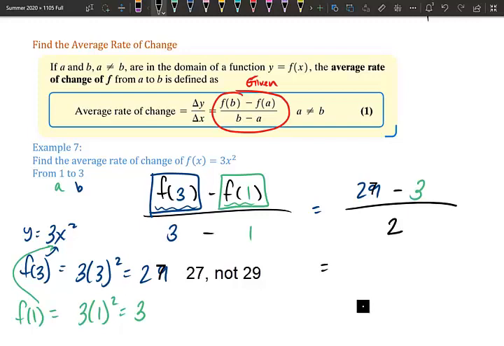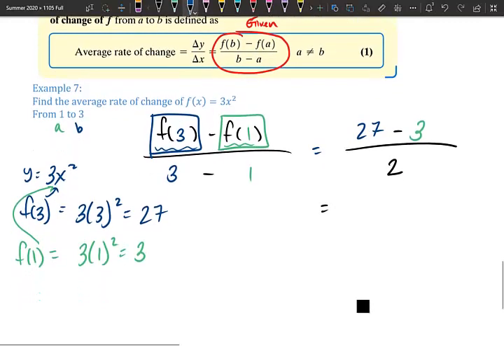So we have 29. My bad. 27. Why did I say 29? 27. I don't know why I said 29. It's 27. 3 times 3 is 9. 9 times 3 is 27. Okay. 27 minus 3 is 24. And 24 divided by 2 is 12.